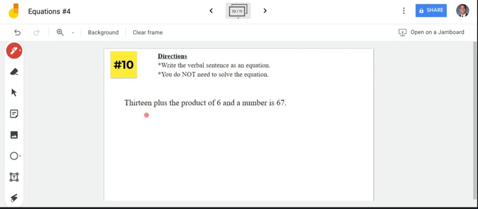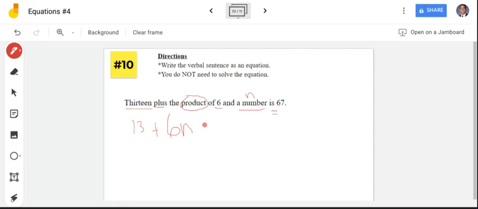Number 10, last one. It says 13 plus, so put a plus sign, the product. What's product mean? That means multiply. The product of 6 and a number, let's call it the number n. It doesn't matter what you call the number, like as far as letters, you could use n, x, y, just some lowercase letter to signify some number, but let's just use n. So 13 plus the product of 6 and n, so I got to multiply 6 by n, so I'm just going to write 6n, that means multiplication.